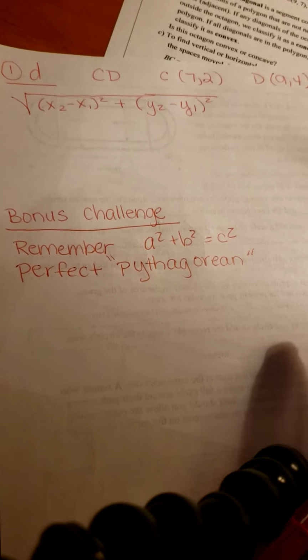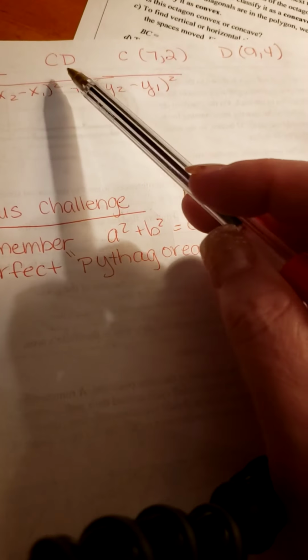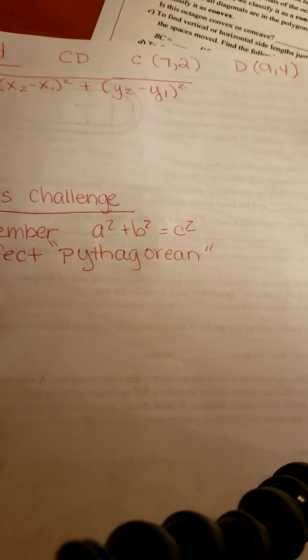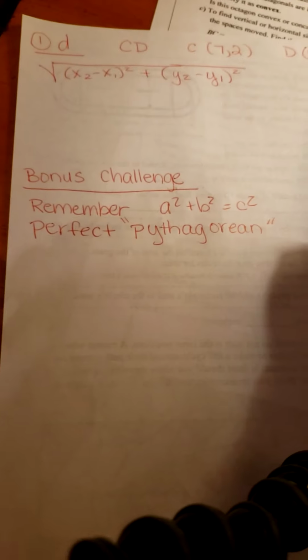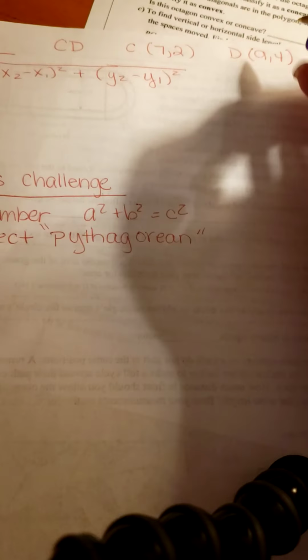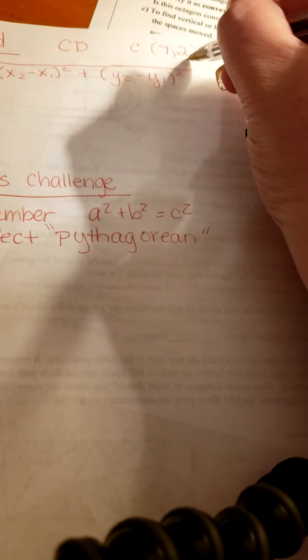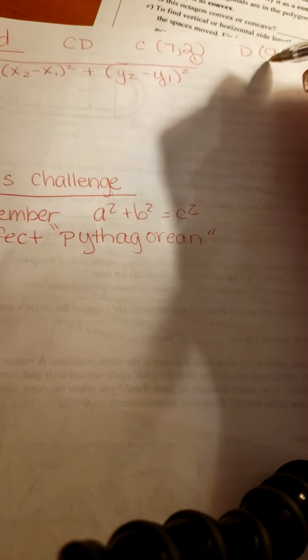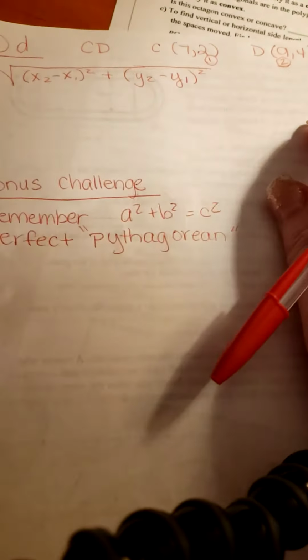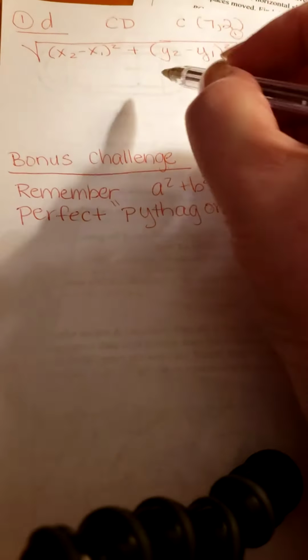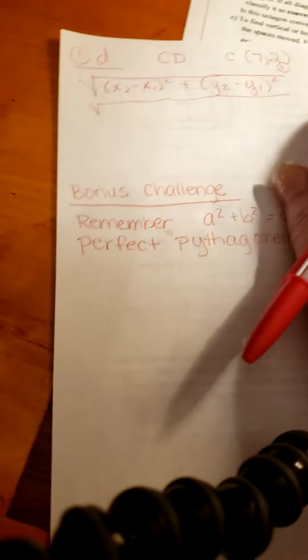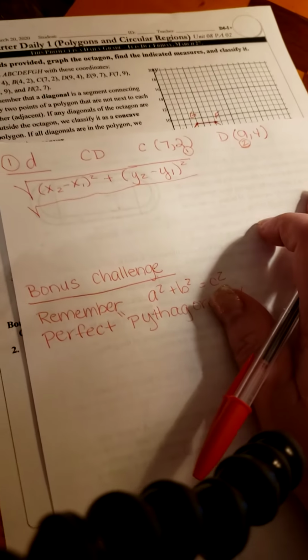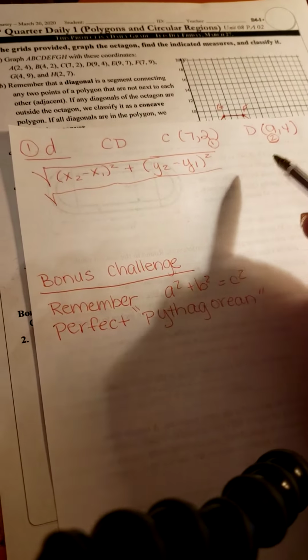All right, so part D. If I want to find the distance between C and D, C gives me the point (7, 2), D is (9, 4). So I'm going to call this point 1. I'm going to call this point 2. All right, so we're going to do the square root. This is terrible, but it is what it is. Okay, so x2 is 9.